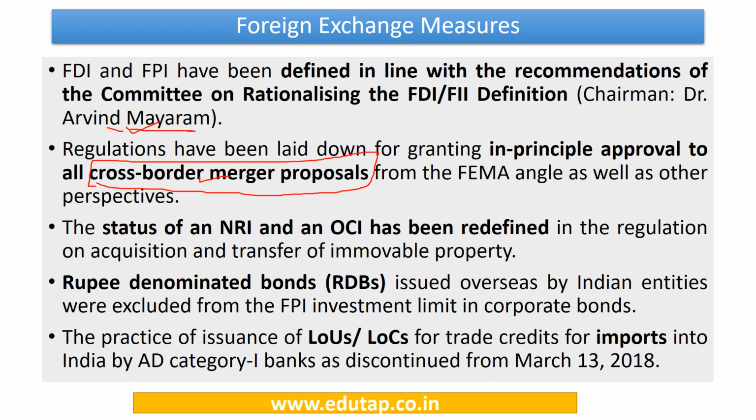Further, the rupee denominated bonds which are issued overseas by Indian entities are excluded from the FPI investment limit in corporate bonds. So there is this limit, and by excluding these, we have slightly increased the limit. Further, the practice of issuing LoUs and LoCs, letters of undertaking and letters of credit for trade credits for imports into India by authorized dealer category 1 banks, has also been discontinued from March 13, 2018, and this was particularly in the light of the PNB fraud.